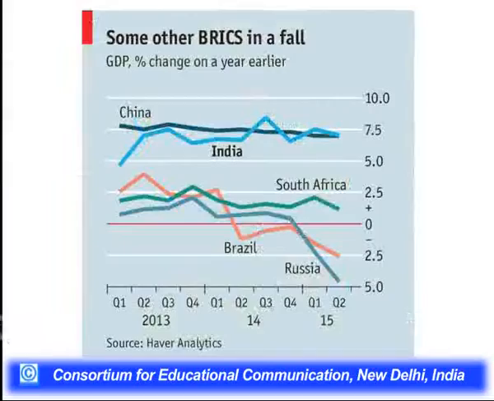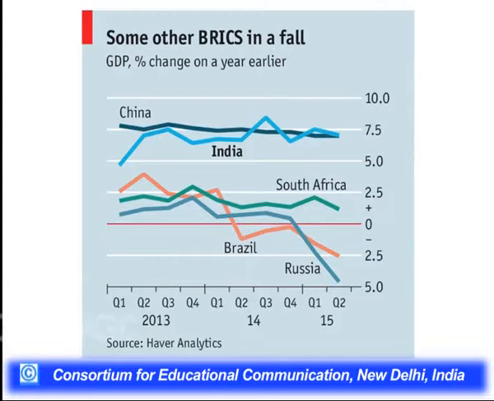I would like to take this up at a more micro level and take a case study from the BRIC nations. Now you can see GDP percentage change on a year earlier. So China is at almost less than 7.5%. India, our forecast is a little higher than China, and very much higher than South Africa, Brazil and Russia.